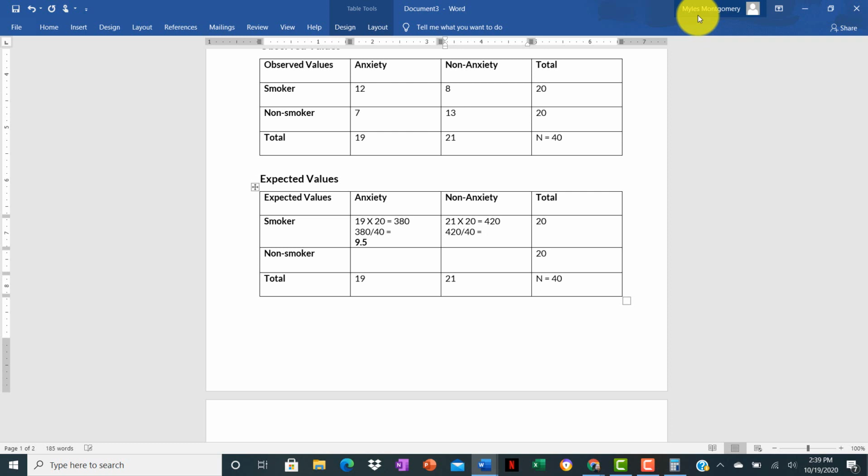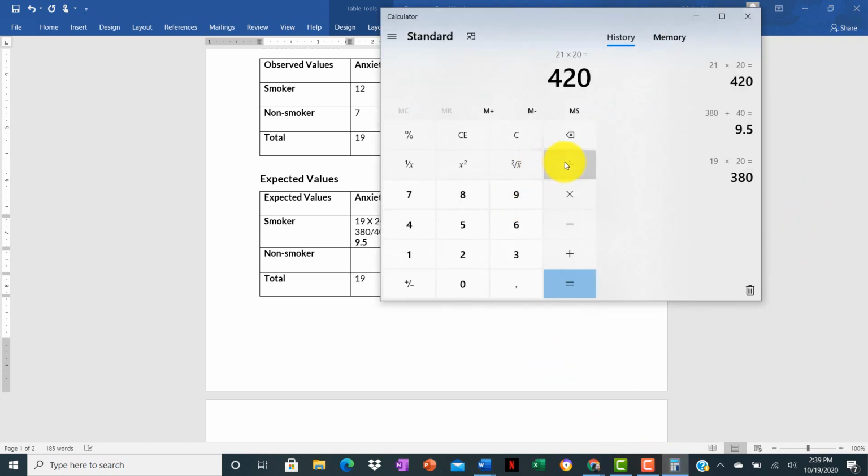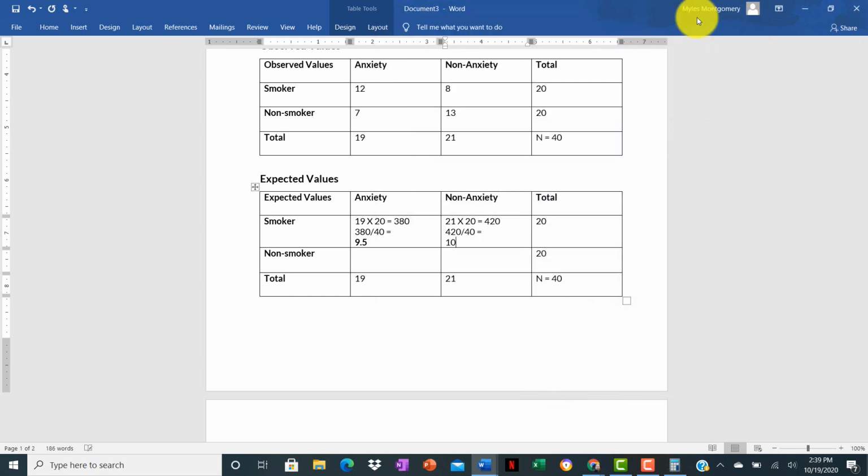We'll divide it by n, which again is 40. We'll come down here and easily divide by 40, and you'll see what we have instantly, 10.5, another very workable number. Okay, 10.5, which I'll create for you in boldface. There you are for boldface.